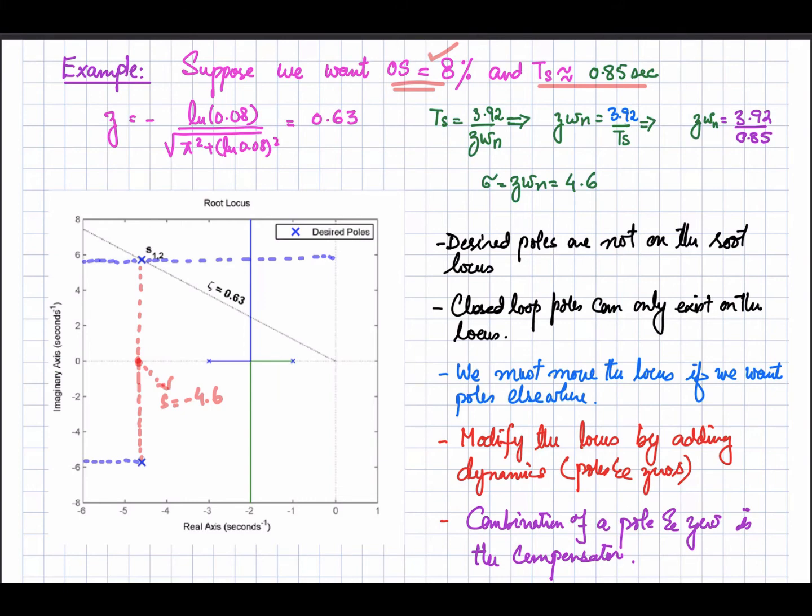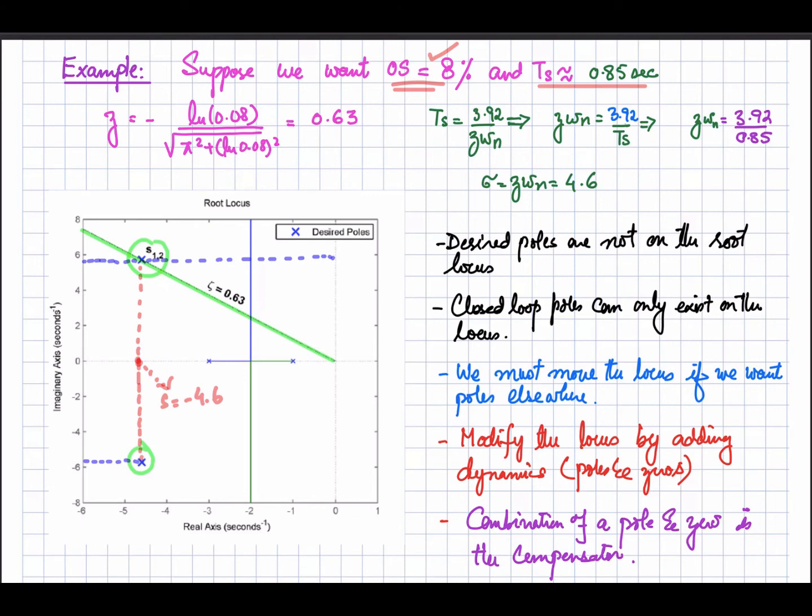We have basically considered this zeta line, right? So this zeta line is going to give us zeta equal to 0.63. So our closed loop poles must be at this point, or definitely it's a conjugate pair, so they must be at this point. But our root locus is over here, this is our root locus. So these desired closed loop poles are not at the root locus. In the previous discussion, they were at the root locus.